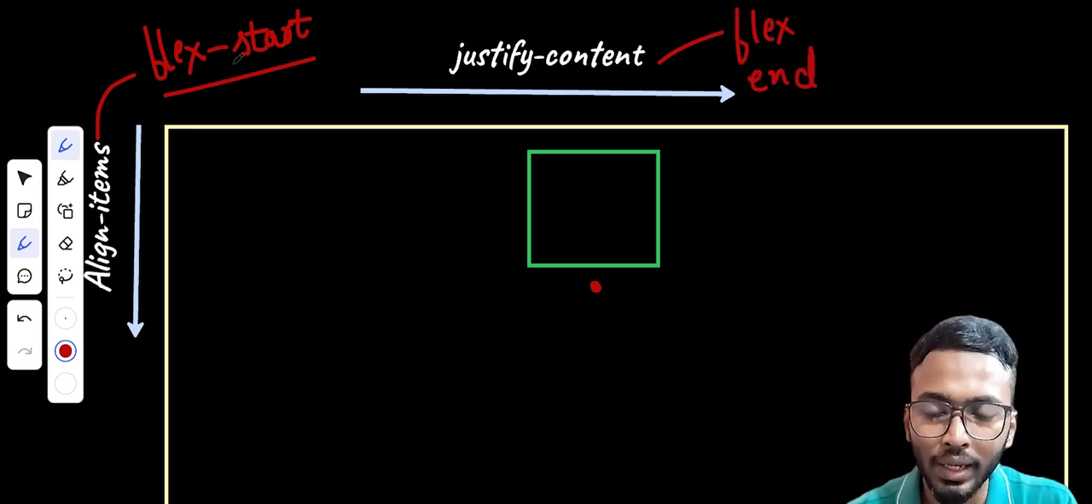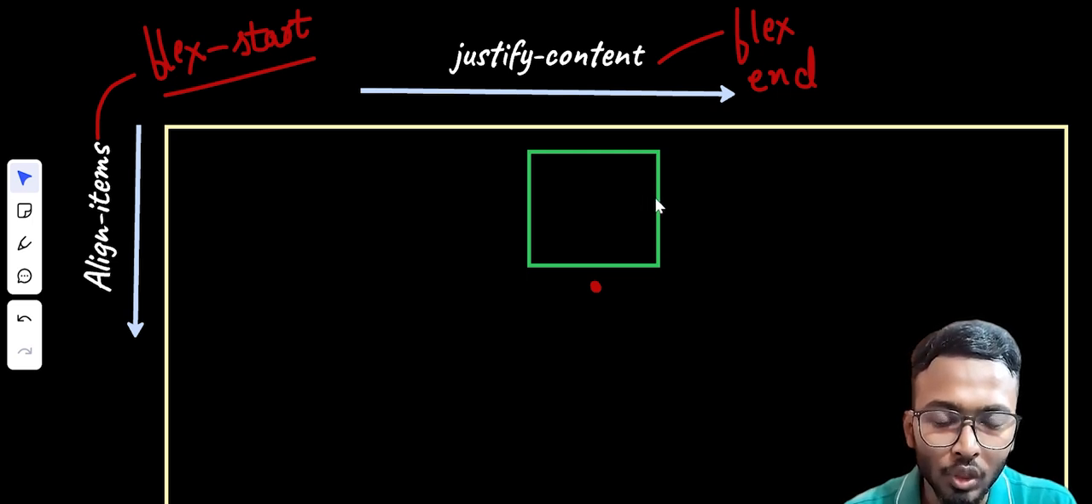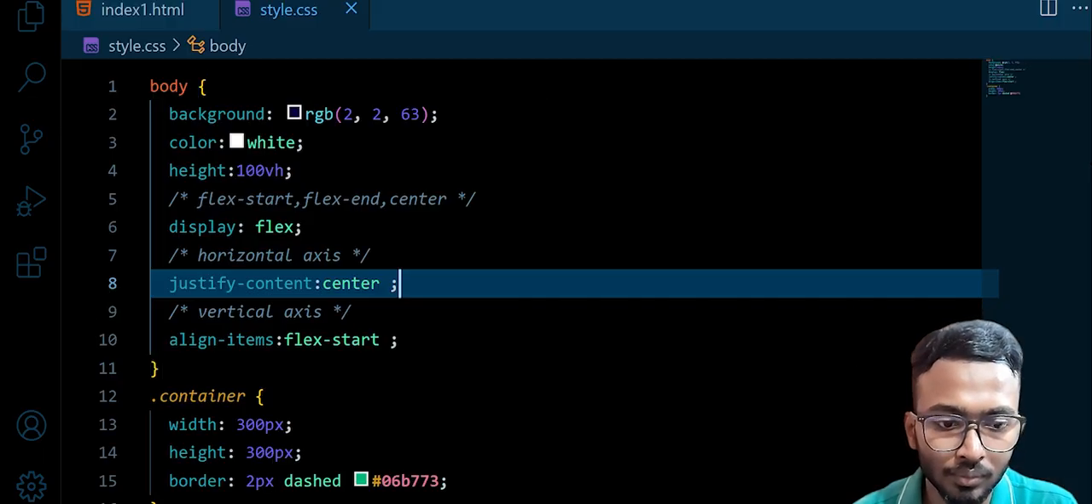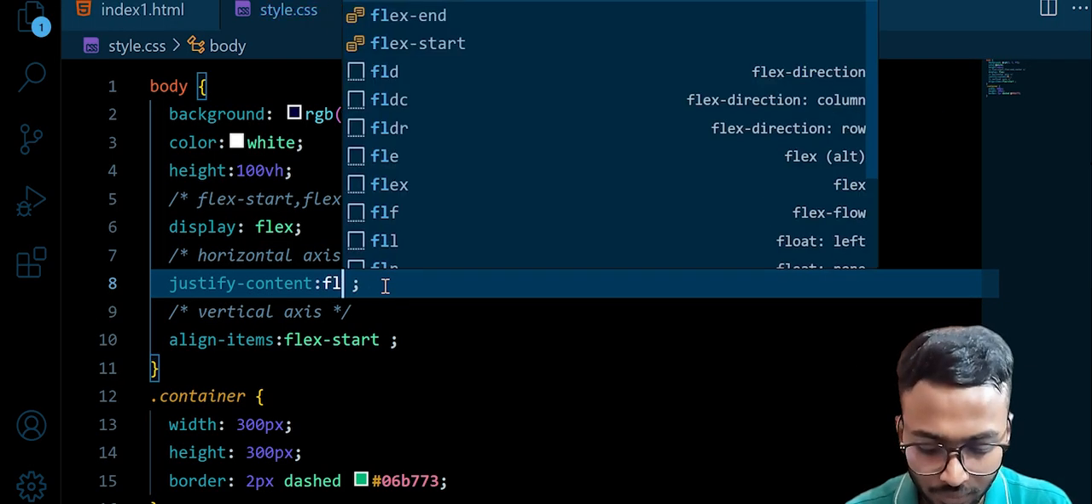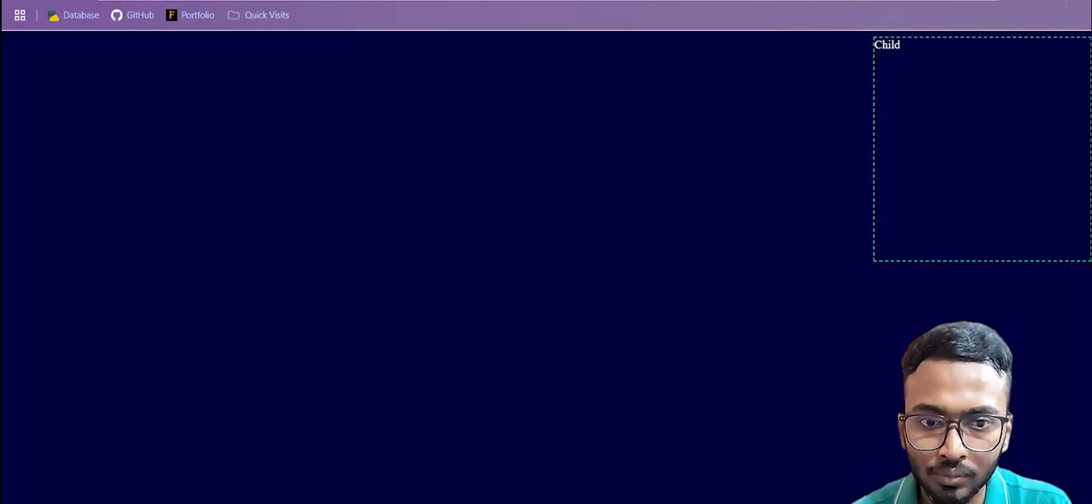So now let's say again, instead of center, I am changing this value to flex end. And again, I have the same value for align items. So this time again, your child container, or the box, will be here. So instead of center, flex end. So see.